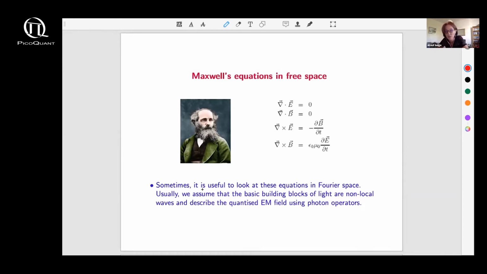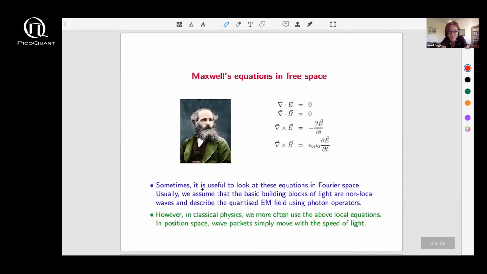Actually, when you go into Fourier space, Maxwell's equations become a lot simpler. They look much nicer, but nevertheless, we always write them down in position space. One of the reasons is that, for example, when you look at a wave packet, the dynamics of wave packets is very simple in position space. Everything that happens is that the wave packet just moves with the speed of light, and the dynamics is almost trivial.